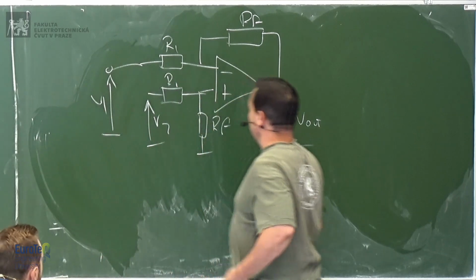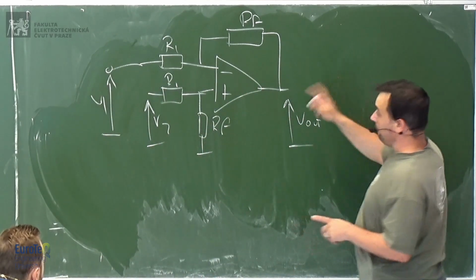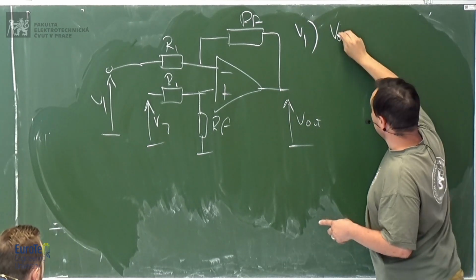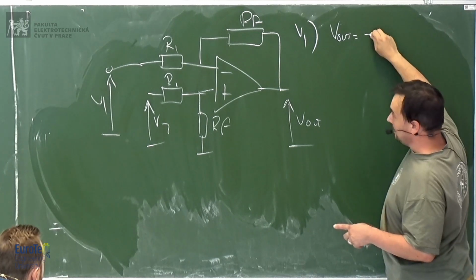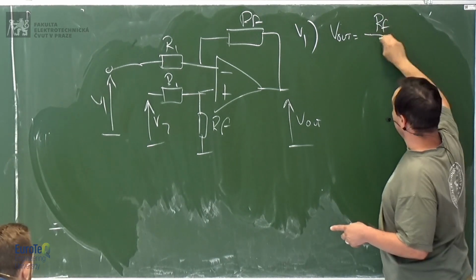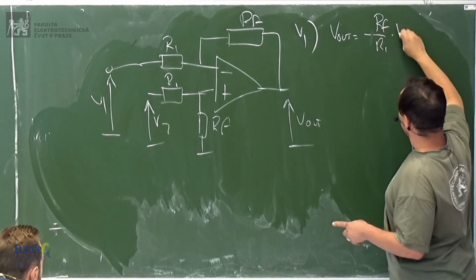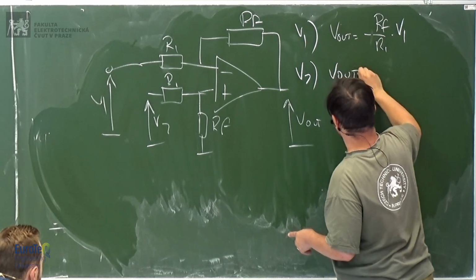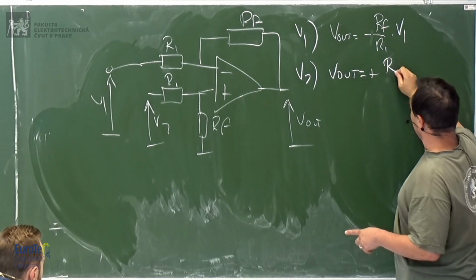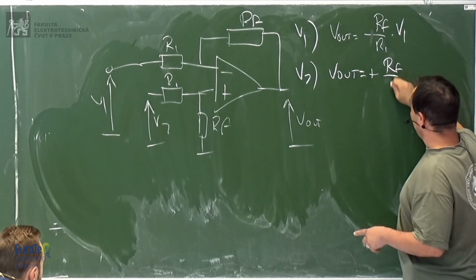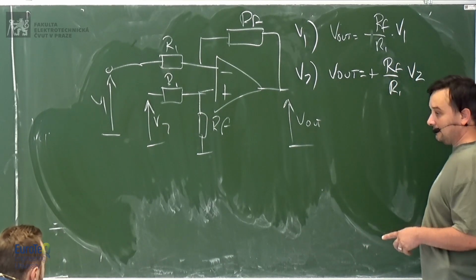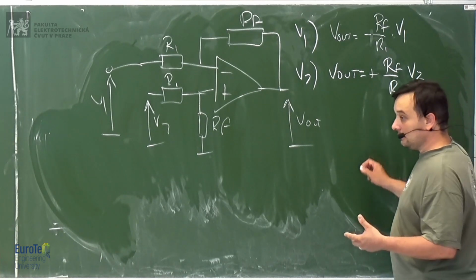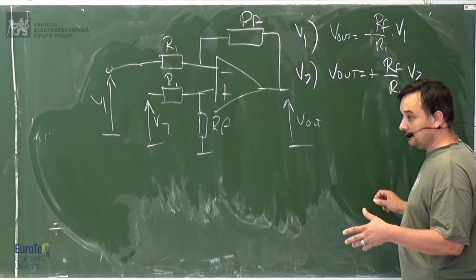This is V1. Now, if we have V1, the output was, you remember, negative RF over R1 multiplied by V1. And if you have V2, V out is just RF divided by R1 times V2, correct? Yes. So how do we add them? Oh, I just said to myself, how do we put these together?